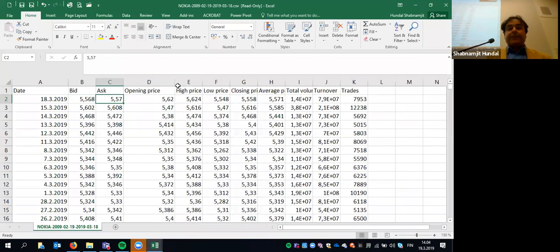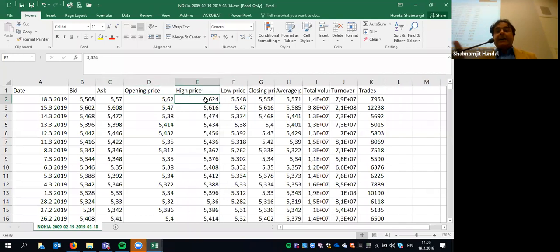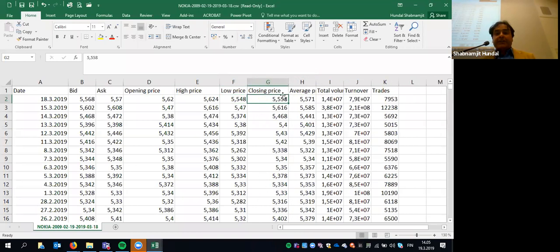Today, when the market started, just around 9 o'clock, this was the price. And at some stage, the price went as high as 5.624. And at some stage, the price went as low as 5.548. Remember, this is 18th of March. 19th March is today, so you can't get the closing price data now, can you? The market is still working now. It will close around 4:30. All right. So the closing price at which the market stopped working was 5.558.